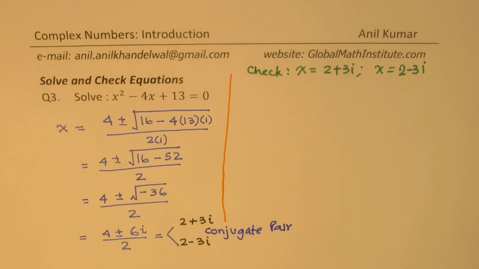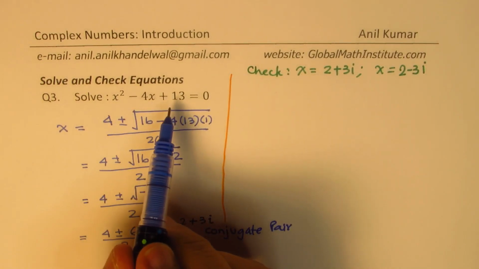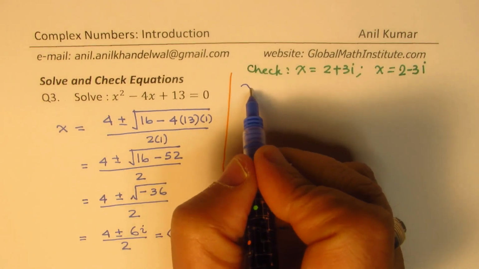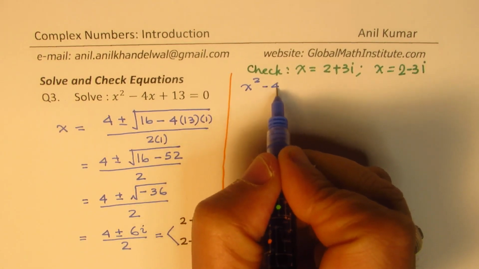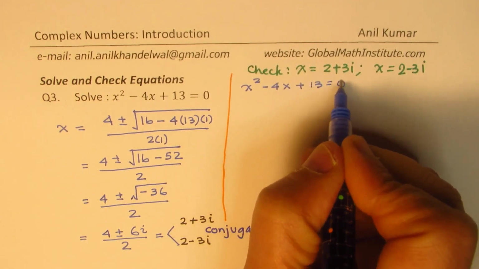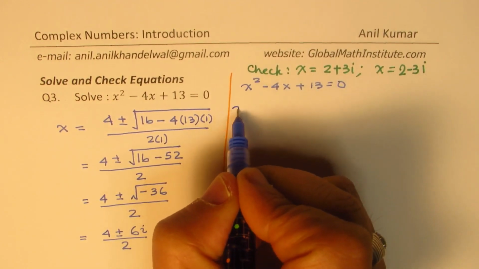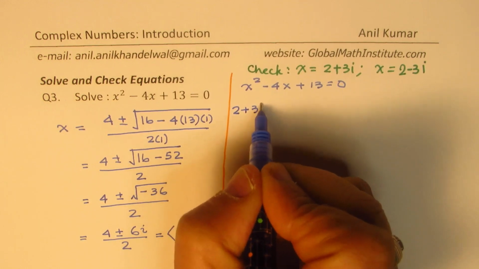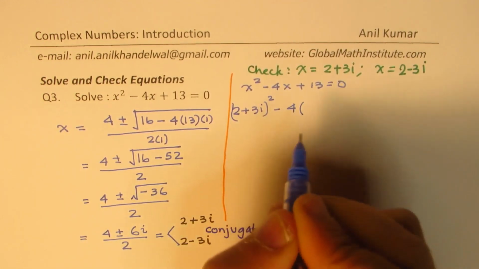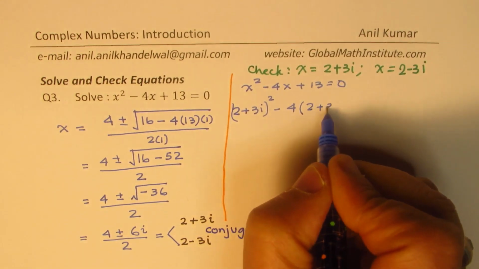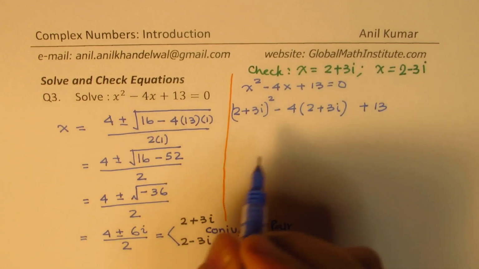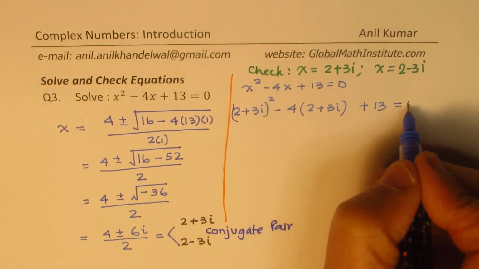So if I substitute 2 plus 3i in the equation, what do I get? Our equation is x squared minus 4x plus 13 equals 0. So if I substitute 2 plus 3i, I get (2 plus 3i) whole squared minus 4 times (2 plus 3i) plus 13, which should equal 0.